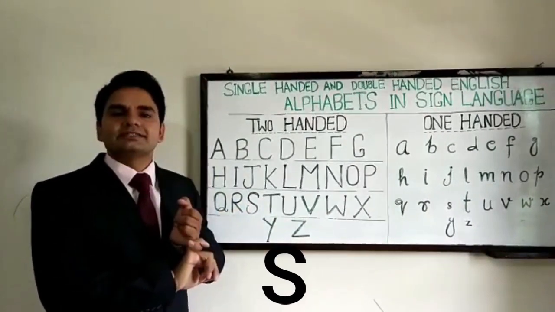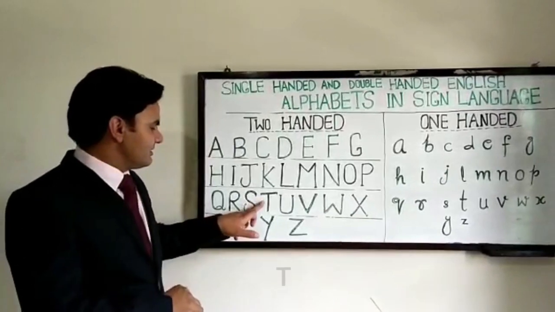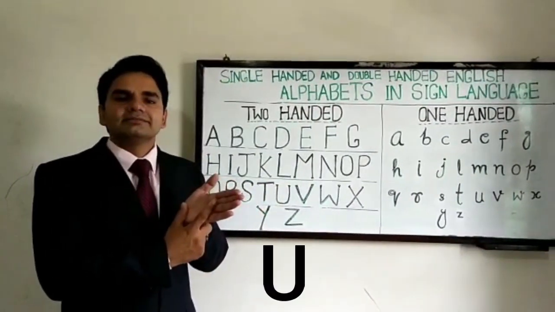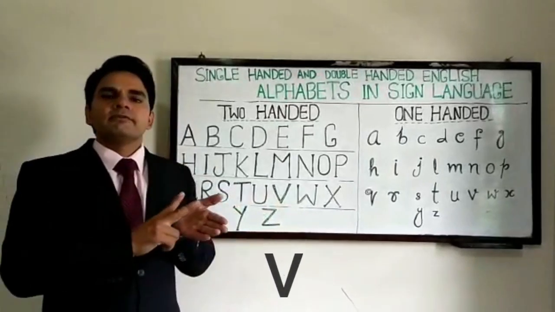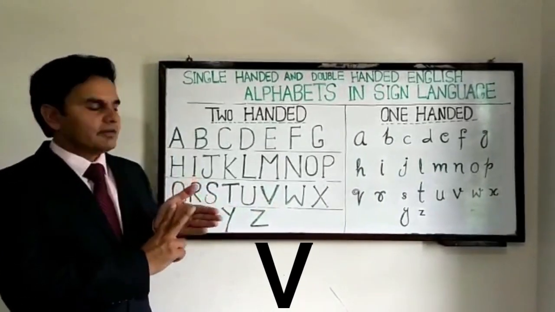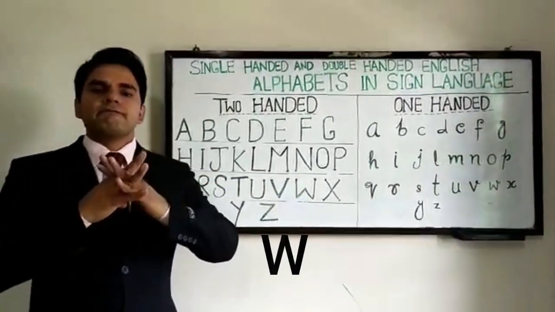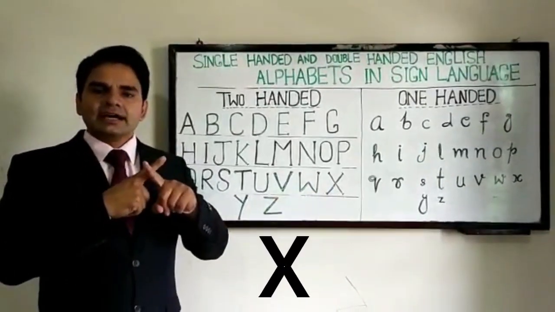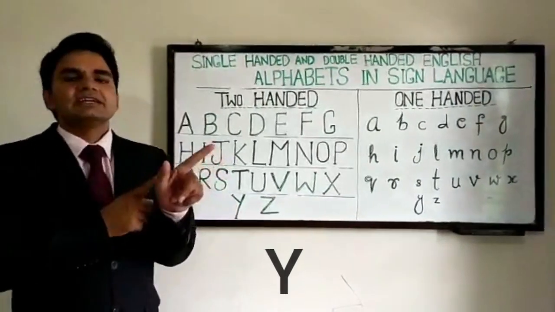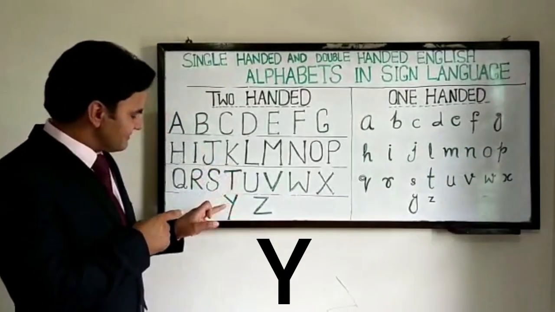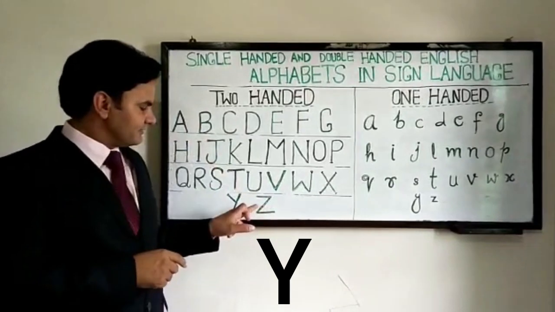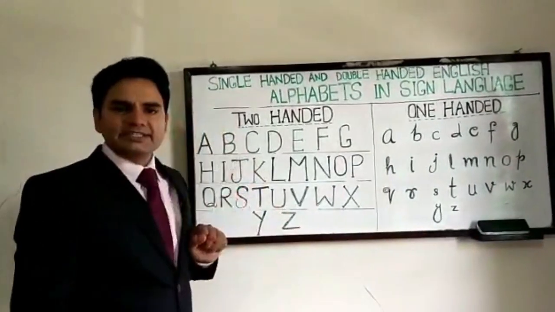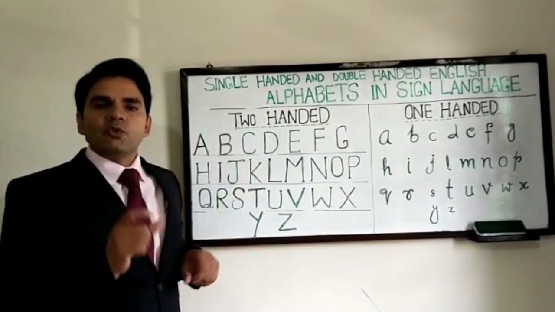S, T, U, V, W, X, Y, Z. Okay, I once again repeat these alphabets with word signs.